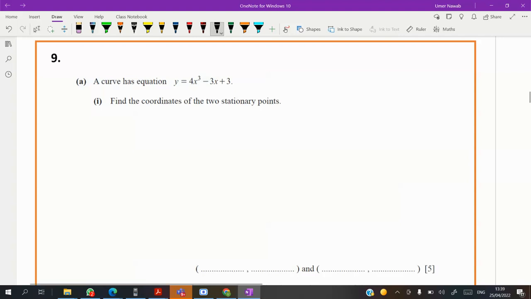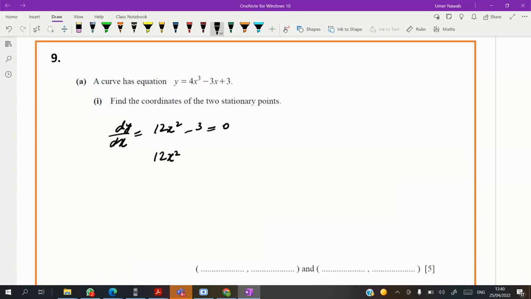Stationary points. Take the derivative, dy by dx. The 3 goes back, multiply with 3. So 3 times 4 is 12x squared, minus the derivative of 3x, which is 3. The derivative of a constant is 0. Put it equal to 0.